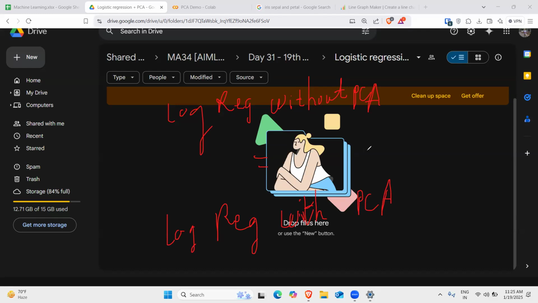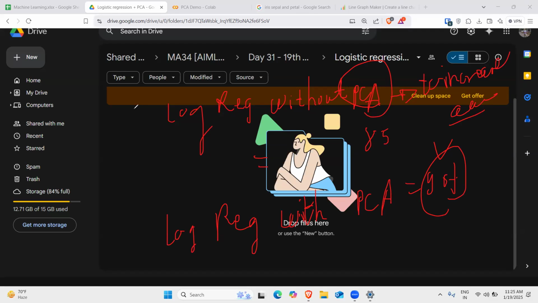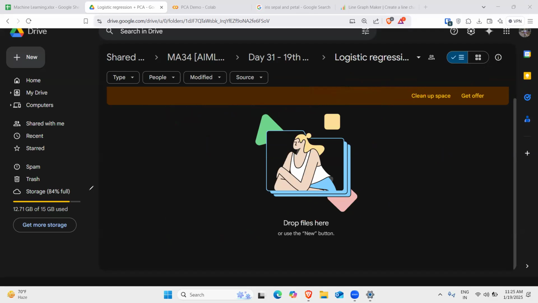right? So suppose here we have 85%. Here definitely we are going to have increased accuracy, that is 90%. So that's why we use PCA, to increase the accuracy as well. Is this thing clear to you, everyone?